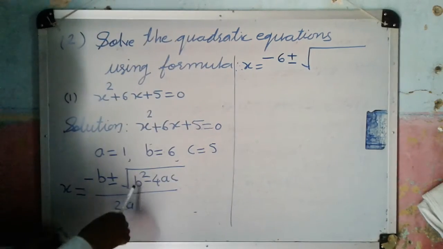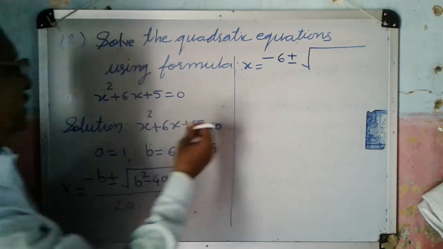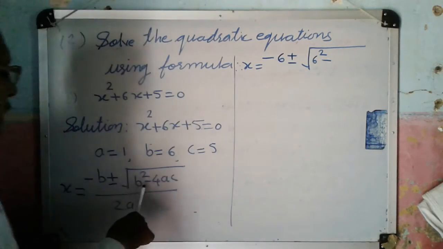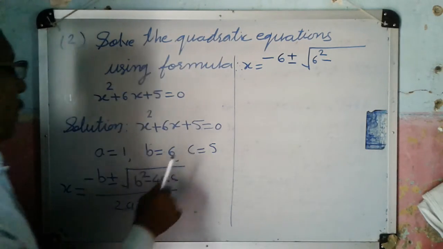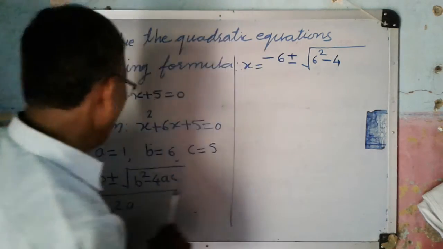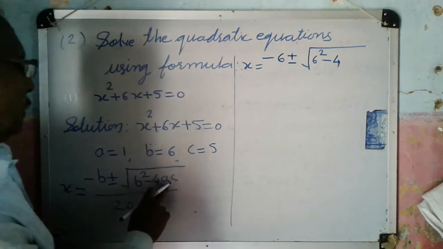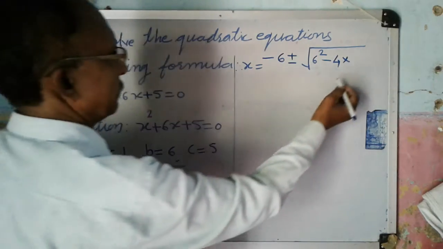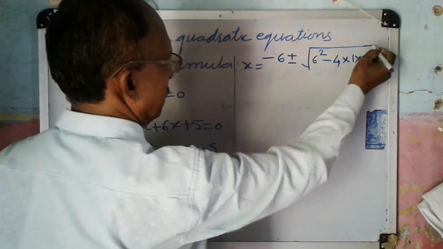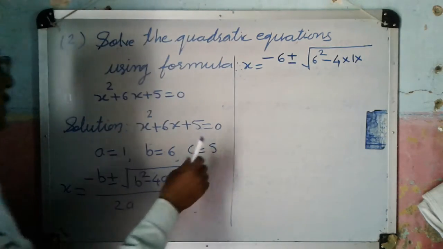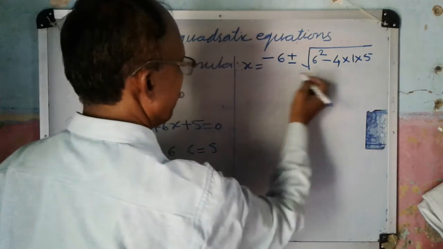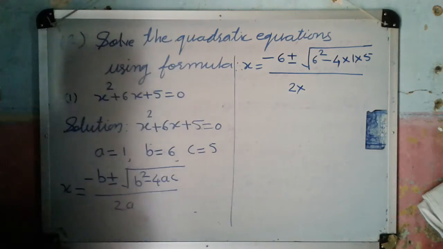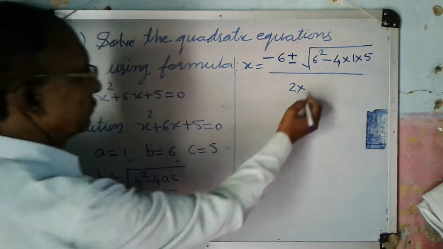under root b square. So value of b is 6, that means 6 square. This minus sign put there. Then 4 from the formula into a. The value of a is given 1 into c. The value of c is 5 upon 2 into a. Value of a is 1.